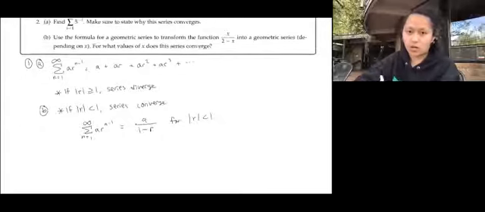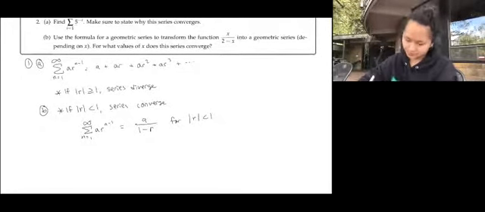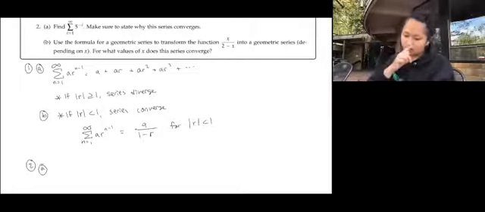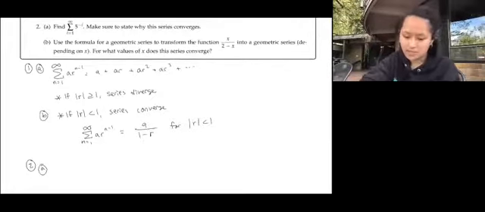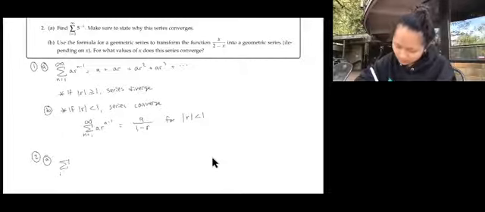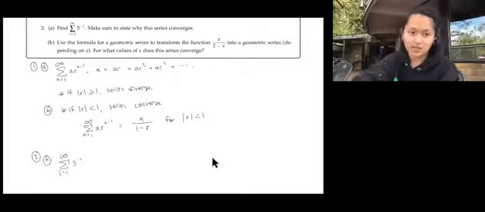And then for question 2, we're supposed to find the series where i starts at 1 to infinity of 5 to the minus i.